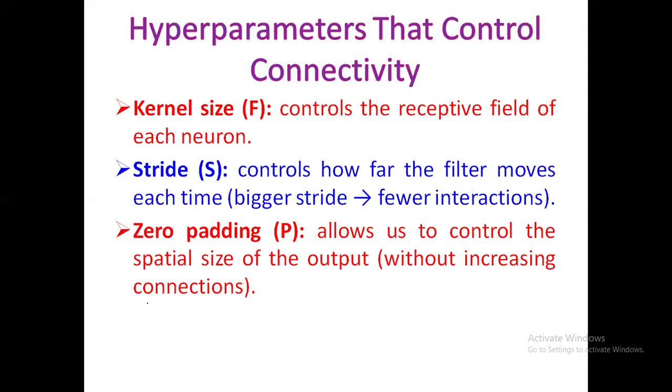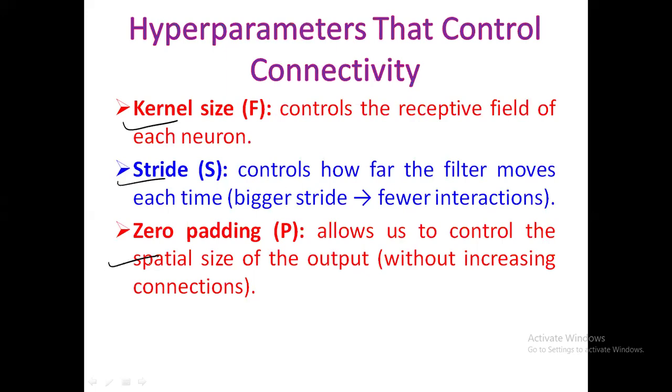I hope everyone understood. Hyperparameters that control connectivity. The extent of sparse connectivity in a convolution layer is controlled by three important hyperparameters. The first one is the kernel size, which determines the receptive field, or how large the local region is. The stride defines how far the filter moves after each step. A large stride skips over more input positions and further reduces the number of connections.